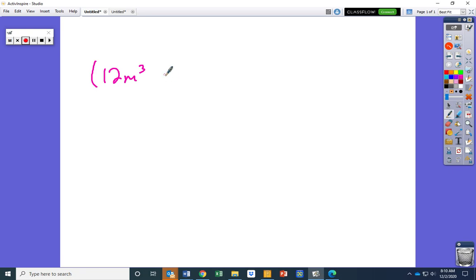12m to the 3rd plus 20m to the 2nd. So simplify or add those binomials. Go ahead. Let's see if you can do this one.